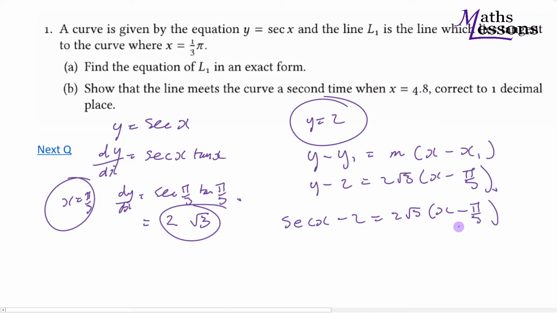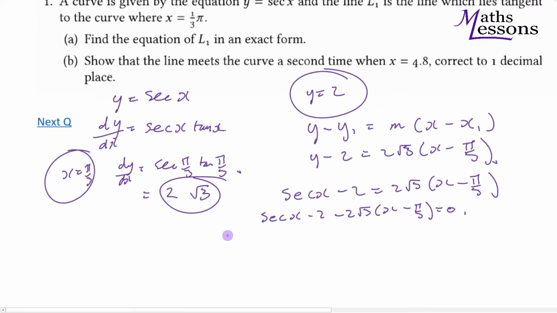Now what I think is a good thing to do at this stage is to write this all on one side. Sec x minus 2 root 3 times x minus pi by 3 equals 0. Okay, now if we let f of x equal that, f of x equals sec x minus 2 root 3 times x minus pi by 3. Okay, I don't need that last little dash there. Let's get rid of that.